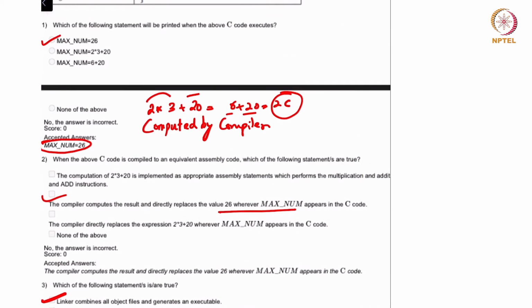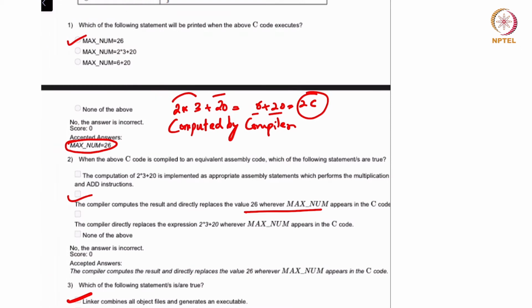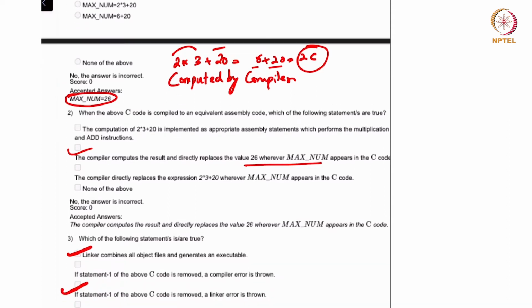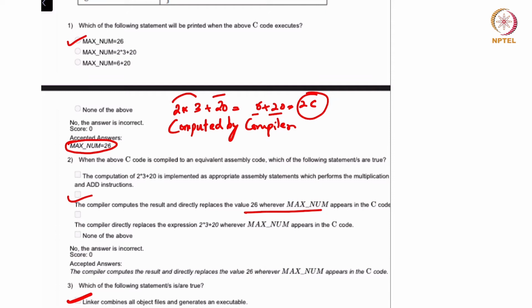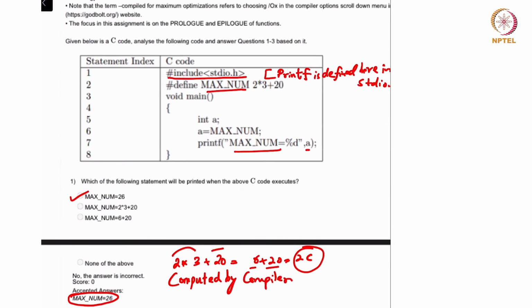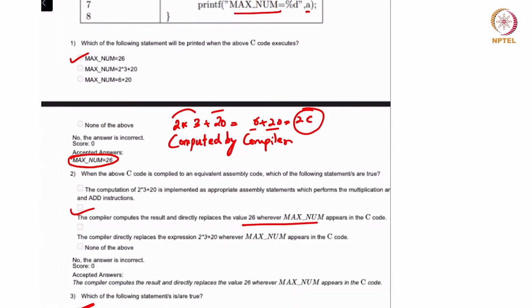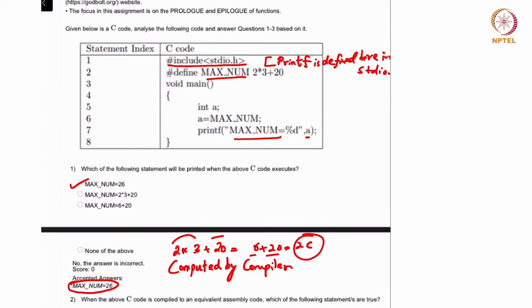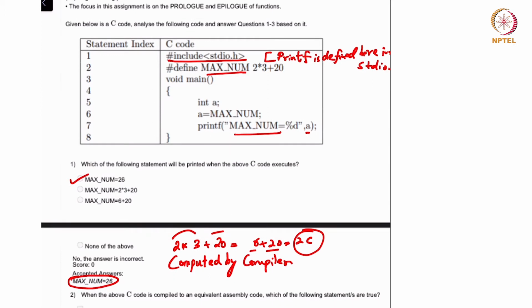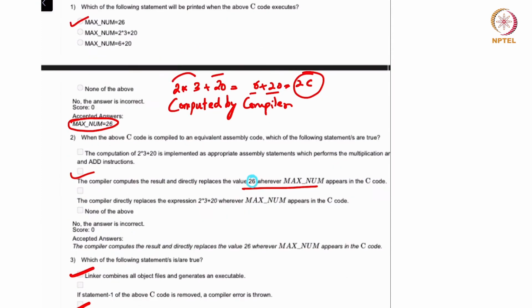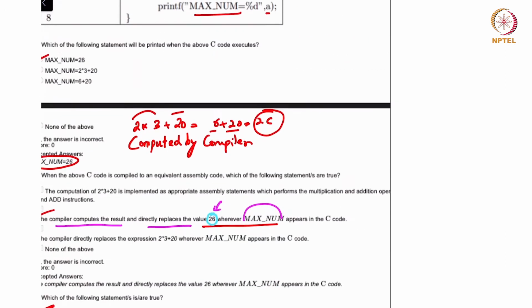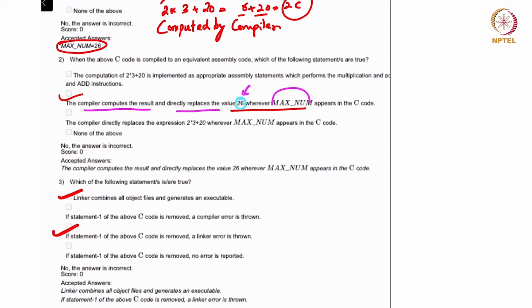When the above C code is compiled to an equivalent assembly code, which of the following statements are true? For this question, it is better you try it out on the Godbolt website. You will notice that the compiler automatically computes the value 26 and places it on max num. So the answer is the compiler computes the result and directly replaces the value 26 wherever max num appears. You may verify this by executing this code on the Godbolt website.